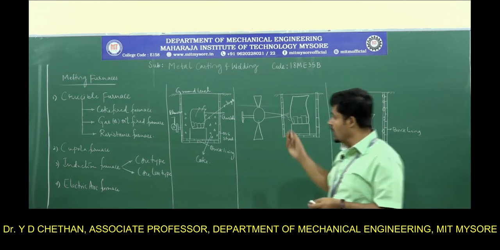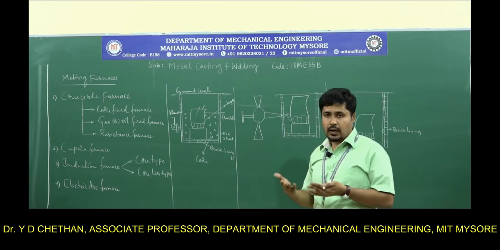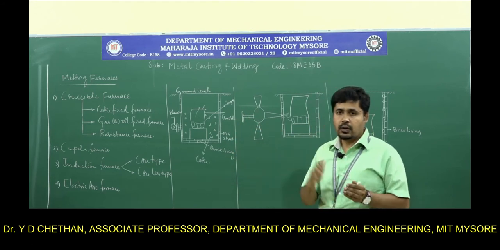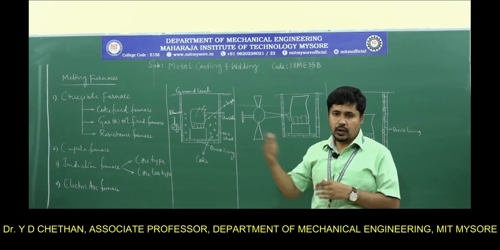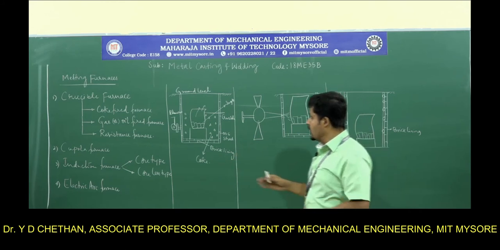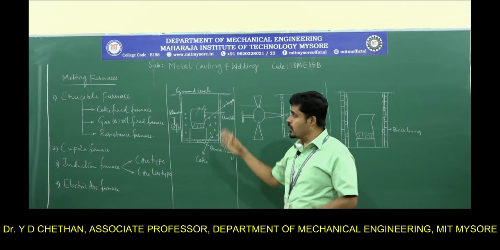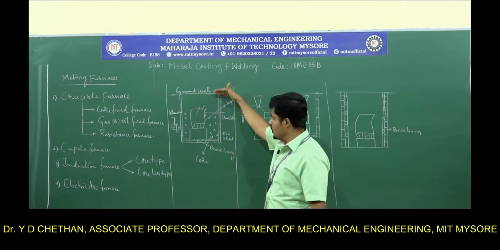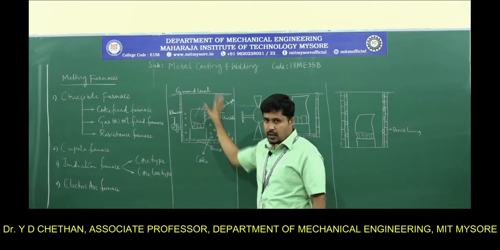If you feed this particular energy to this equipment, you can easily convert the solid state of metal into liquid state. Usually these furnaces are placed just below the ground. This is the ground level, and just below the ground level you place this arrangement.